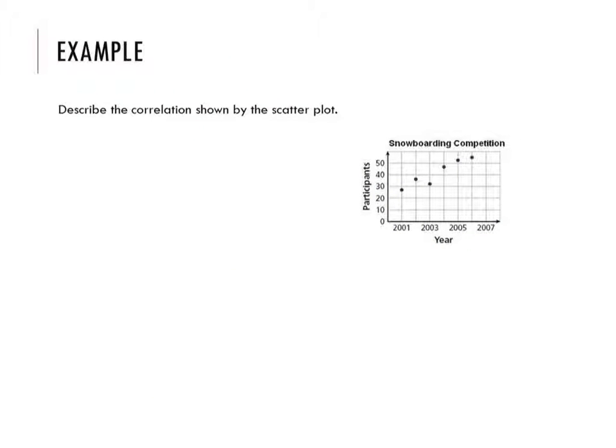So here's an example of describing a correlation. We have a snowboarding competition, with years on the x-axis and participants on the y-axis. If we look here, notice that the trend is going up, if I drew a line going through that data. So this has a positive correlation, and we want to describe the correlation.